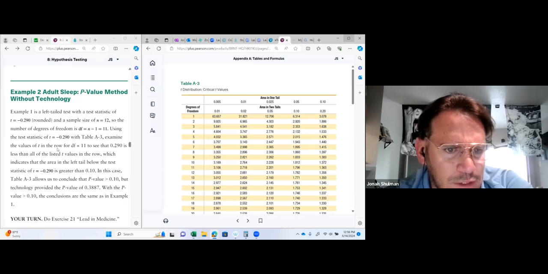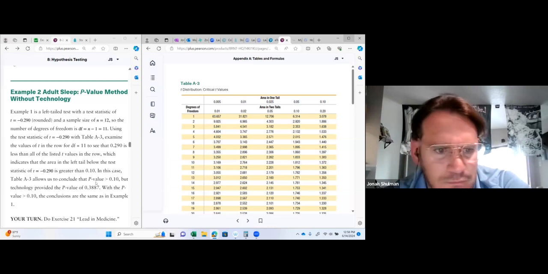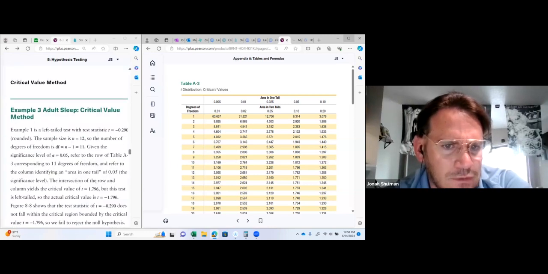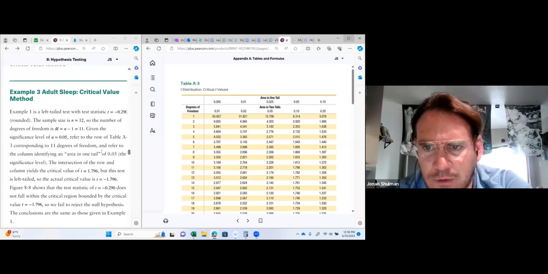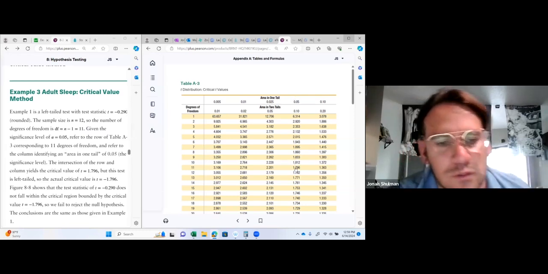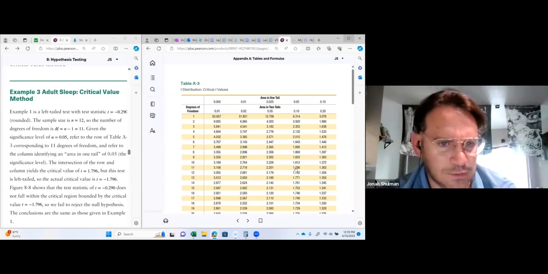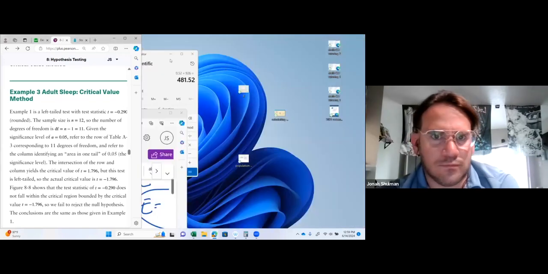Examine the values of t in the row for degrees of freedom 11 to see that 2.90 is less than all of those indicated in the row. Yes, it is lower than all of them. Here's 11 and 0.05 for one tail: 1.796. That's what I thought it was. I just wanted to make sure. So there's our 1.796, the intersection of the row, but this test is left tail, so it's negative 1.796.